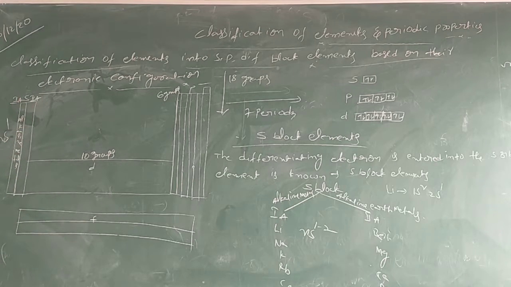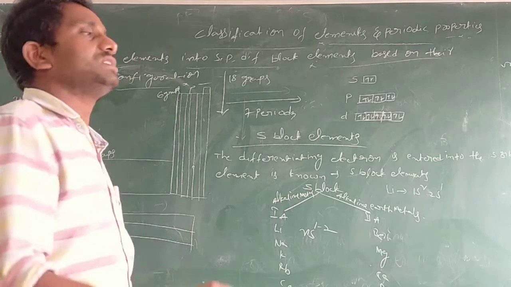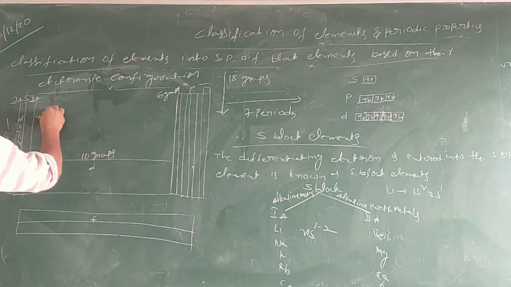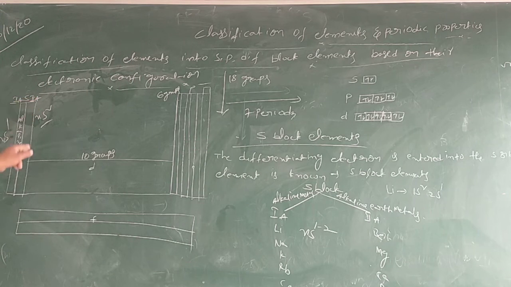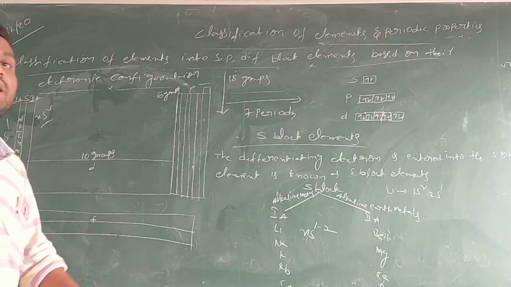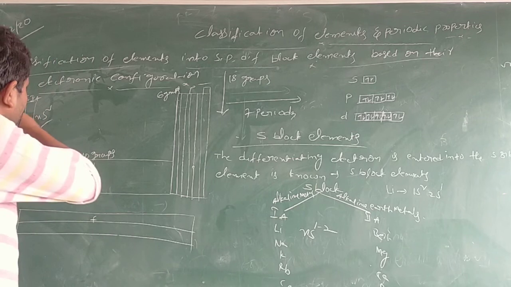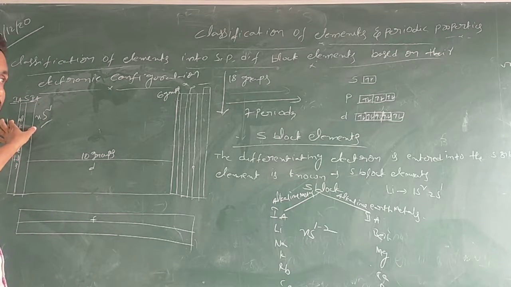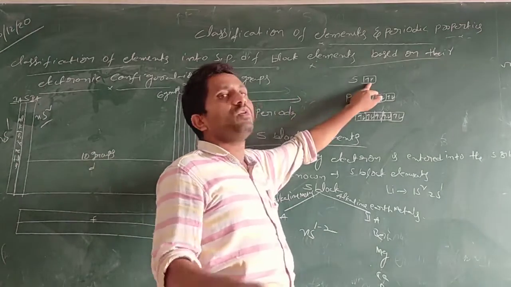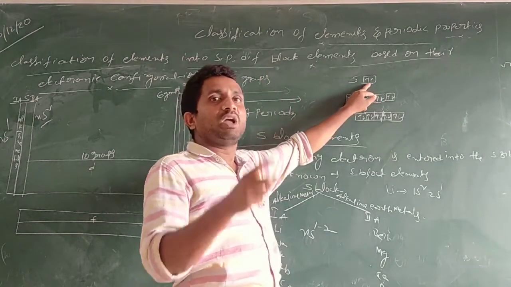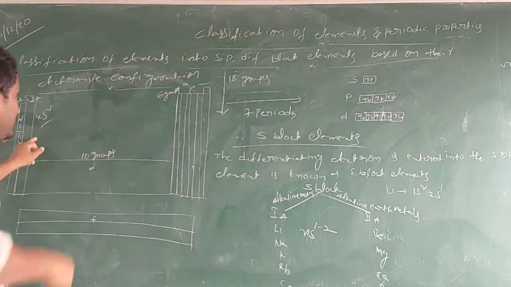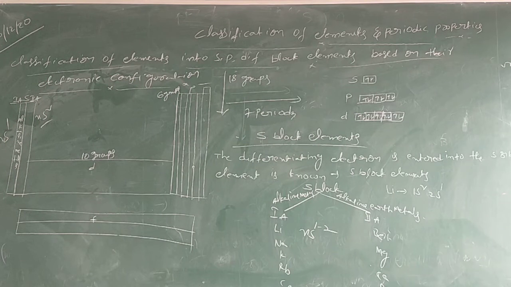What are the second group elements? The elements which have the valence electronic configuration ns2 are known as second group elements. So these two groups belong to S block, because the s orbital consists of only 2 electrons. So S block consists of only 2 groups, the first group and the second group. So these are the S block elements.